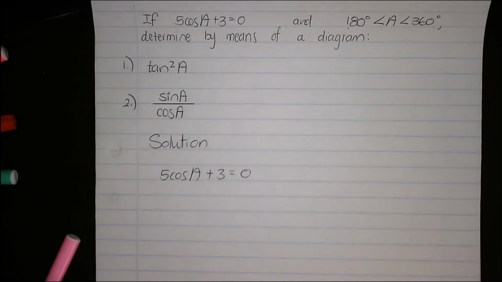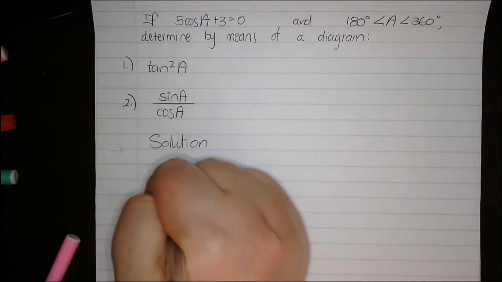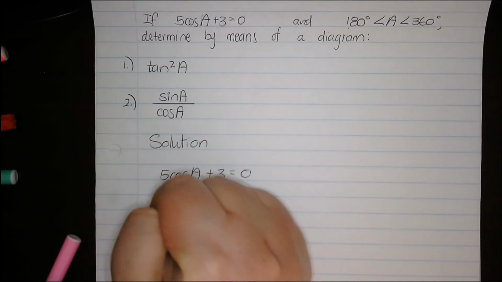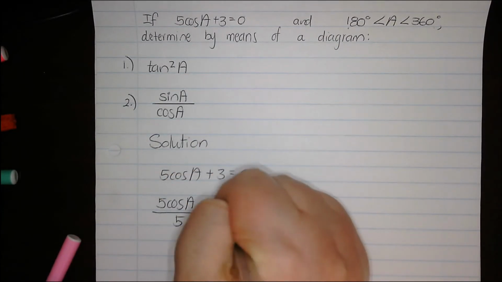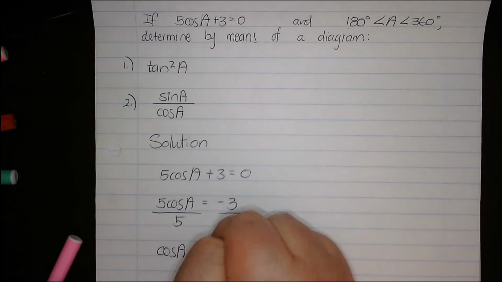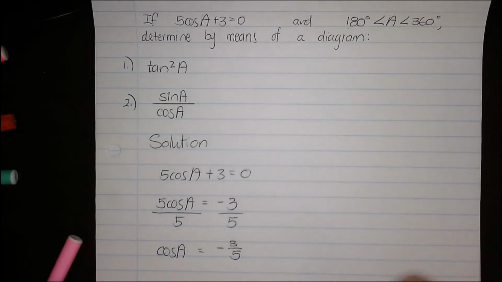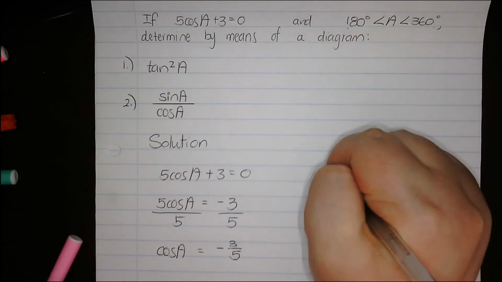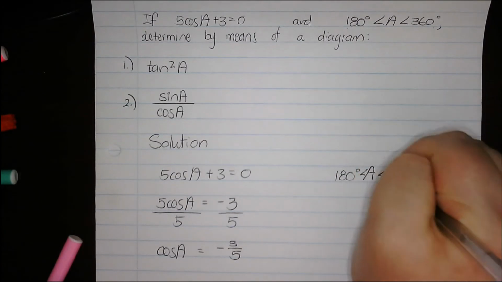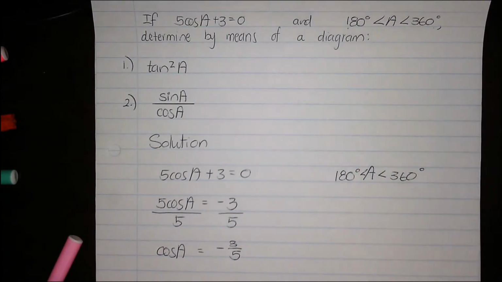We want to get cosine of A alone, so we're going to kick the 3 over, it's going to become negative. Then we're going to divide by 5 on both sides, and that's going to give me cosine of A equal to negative 3 over 5. We don't know which one's actually negative yet. And then between 180 and 360.